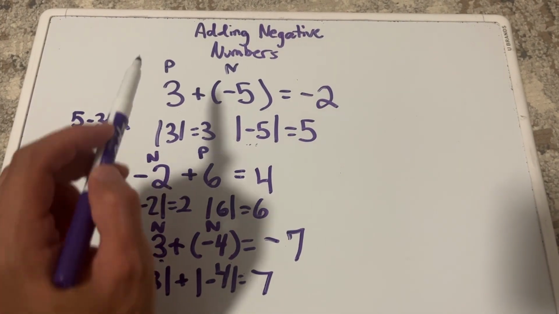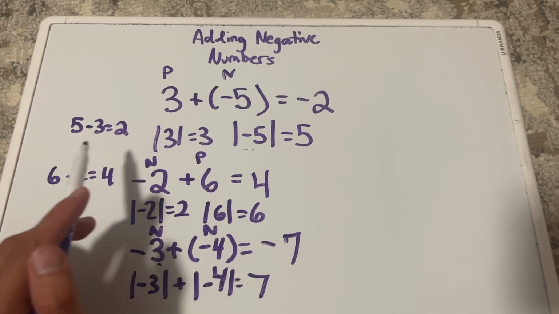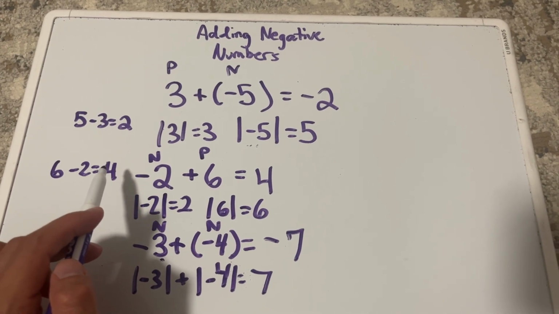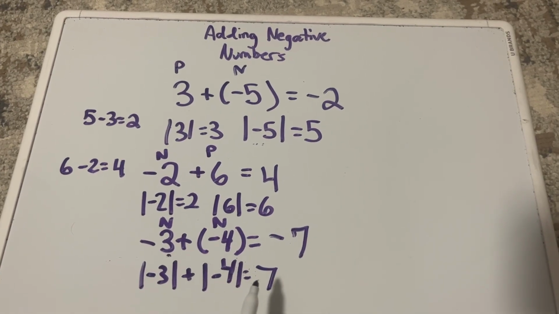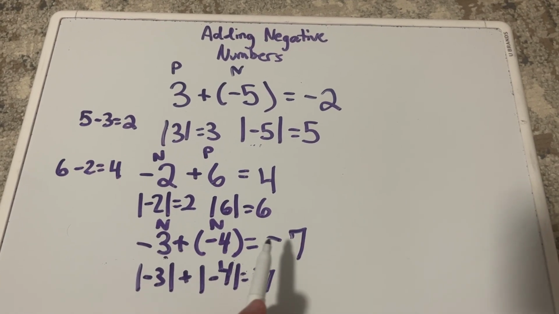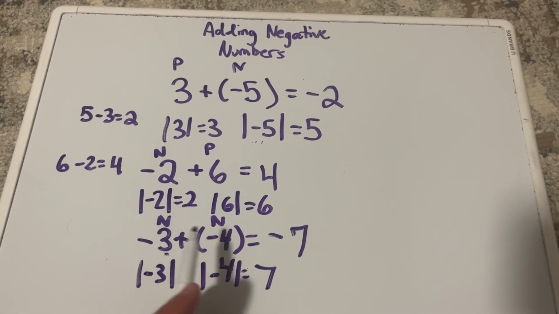If they have different signs when we're adding, we are going to subtract the absolute values. If they have the same sign, we are going to add the absolute values and keep the sign because they have the same sign.